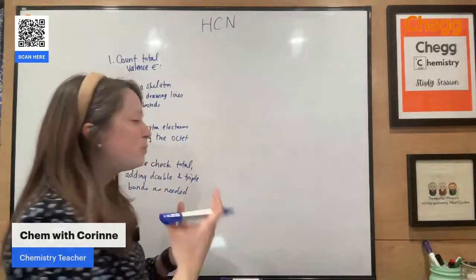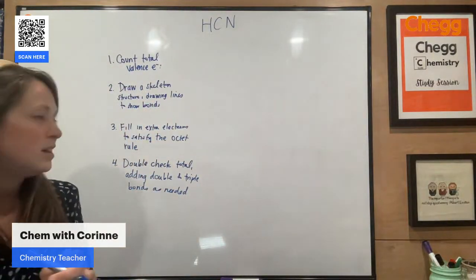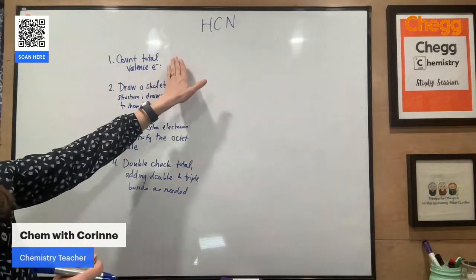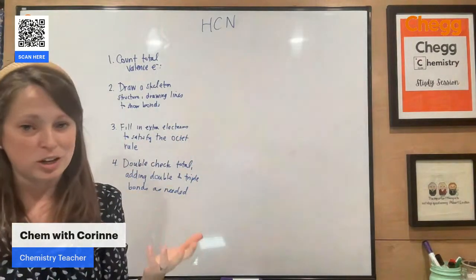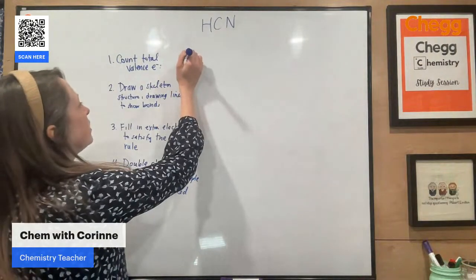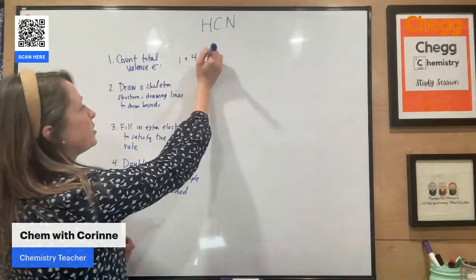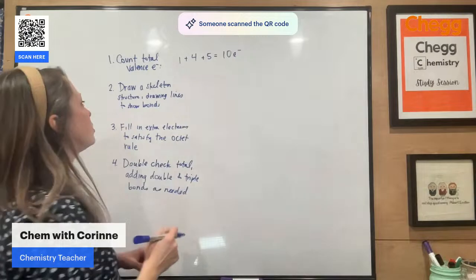So notice, again, with Lewis structures, you're always going to be looking at molecular or covalent compounds where those electrons are shared. All right, so first thing we want to do is count our total valence electrons. Again, valence is dependent on the column that each element is in. So hydrogen is in that first column. It's going to have 1. Carbon has 4. And then nitrogen has 5. So that gives us 10 total electrons to work with.